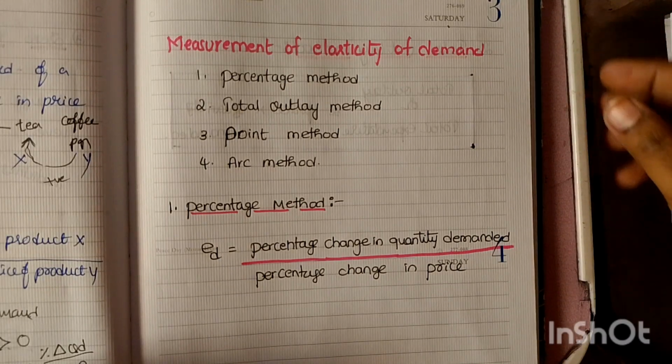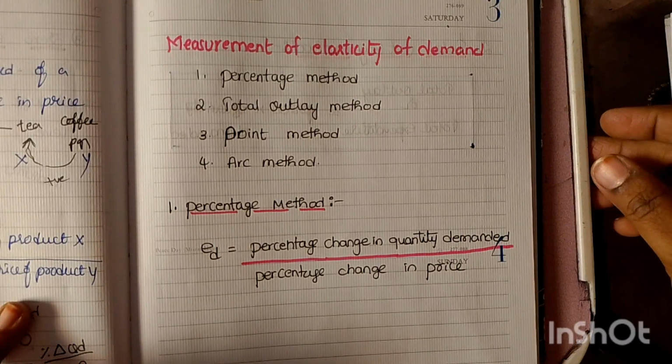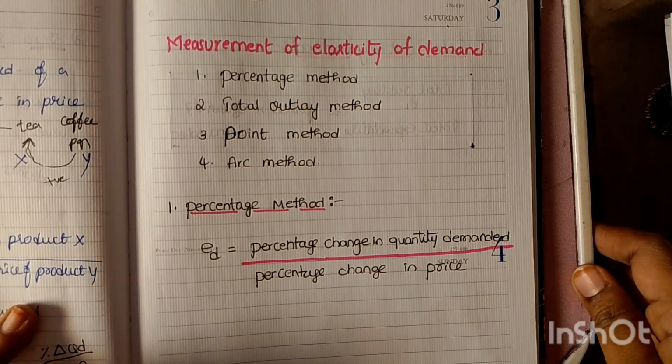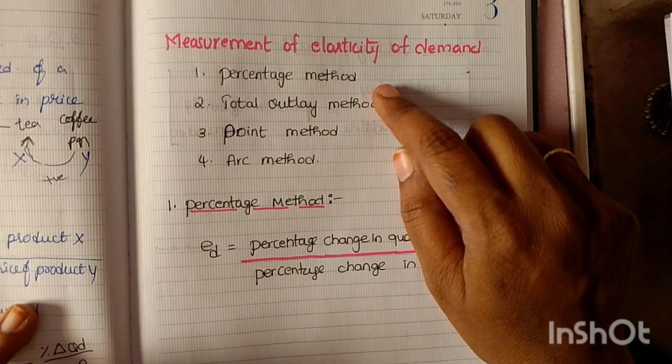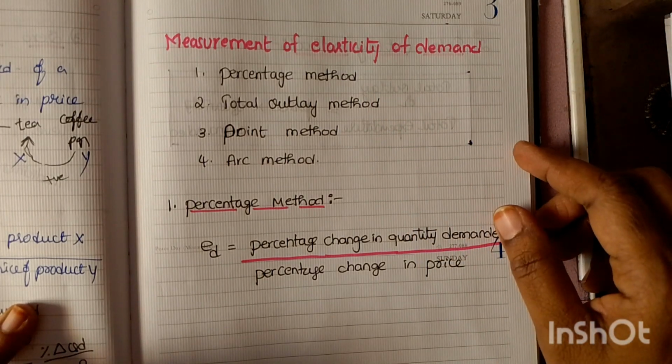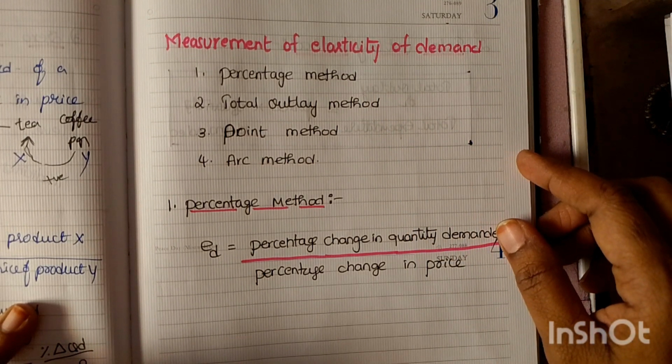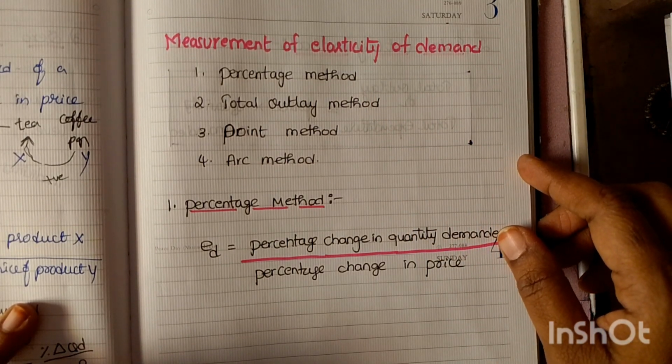In this session, we will understand the concept of measurements of elasticity of demand. We have four types of measurements: the percentage method, total outlay method, point method and arc method. First we will discuss the percentage method.